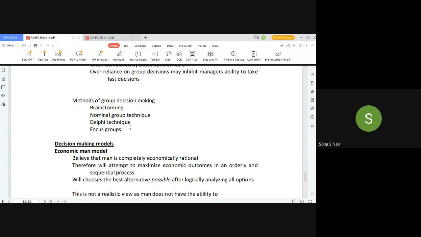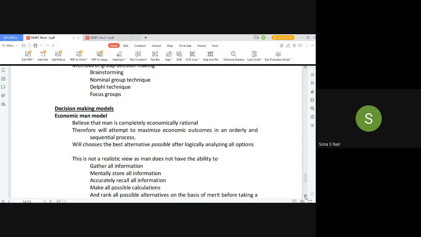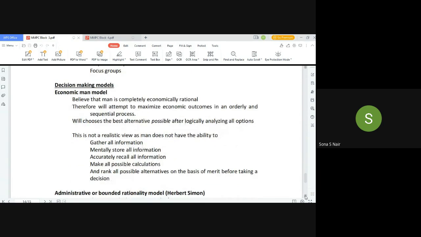Okay, there's another part of this topic which has to look at the models: the economic man model, the bounded rationality model. So the models of decision making, the number one model of decision making is the economic man model, which believes that man is completely economically rational. Therefore he will attempt to maximize the economic outcomes in an orderly and sequential process, and will choose the best alternative possible after logically analyzing all options.